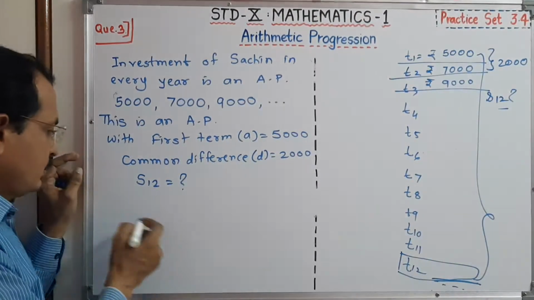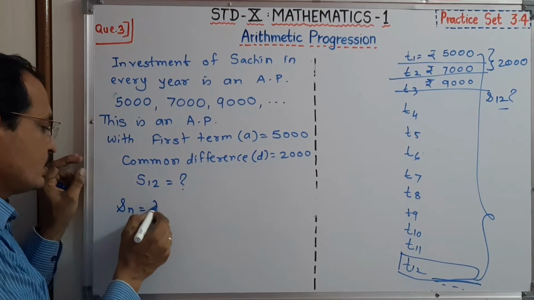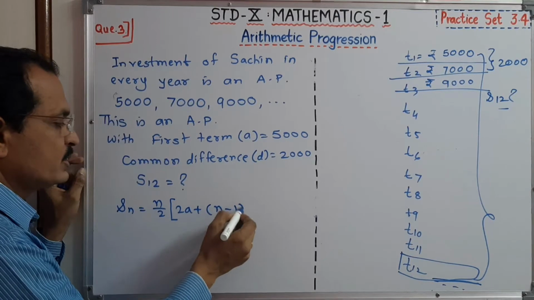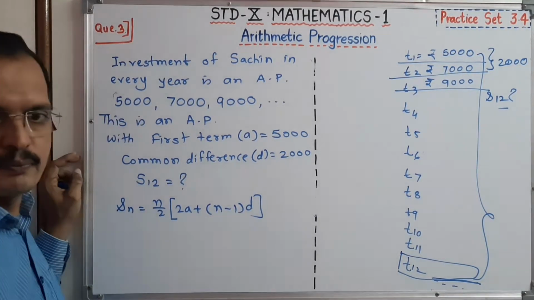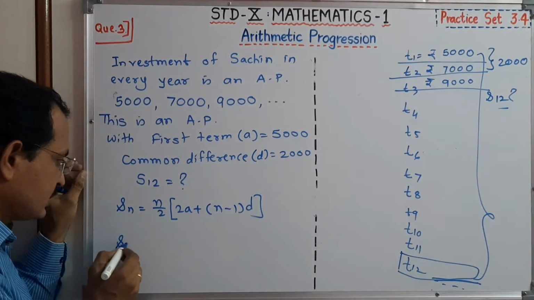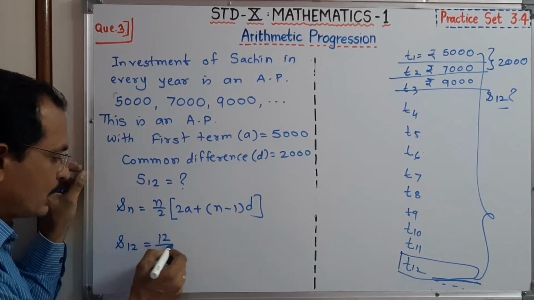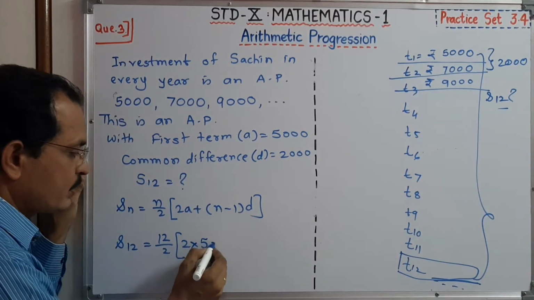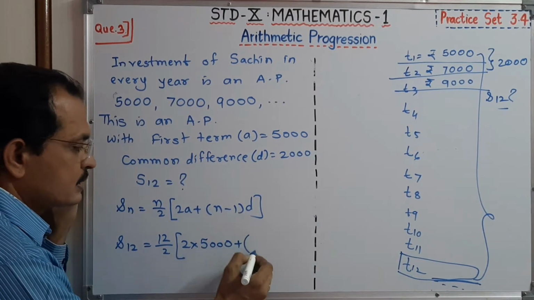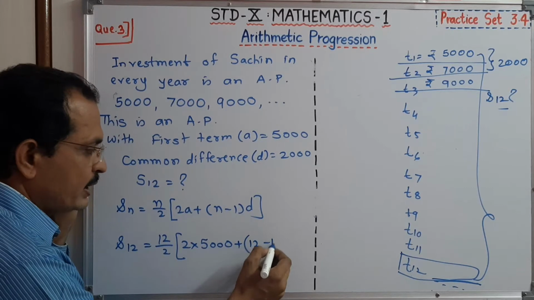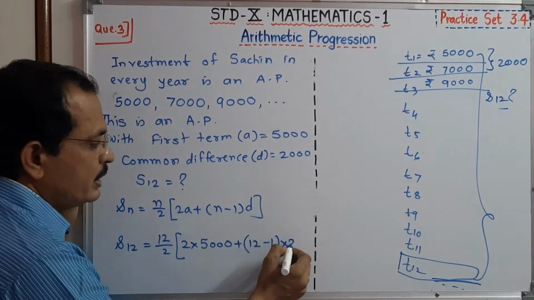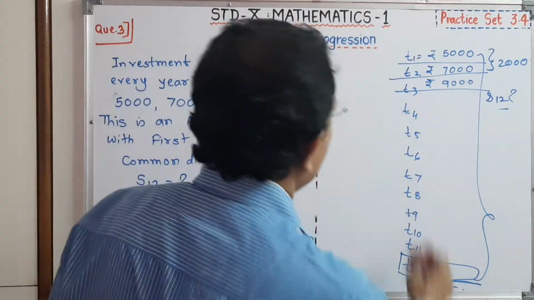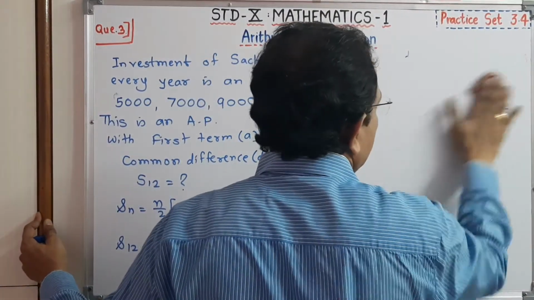Now see here, we have to use the formula Sn is equal to n upon 2 into 2a plus n minus 1 into d. Now S12 is equal to 12 upon 2, 2 into first term is 5,000 plus n, it is 12 minus 1 into d is 2,000. We substitute the value. Now we have to solve this.